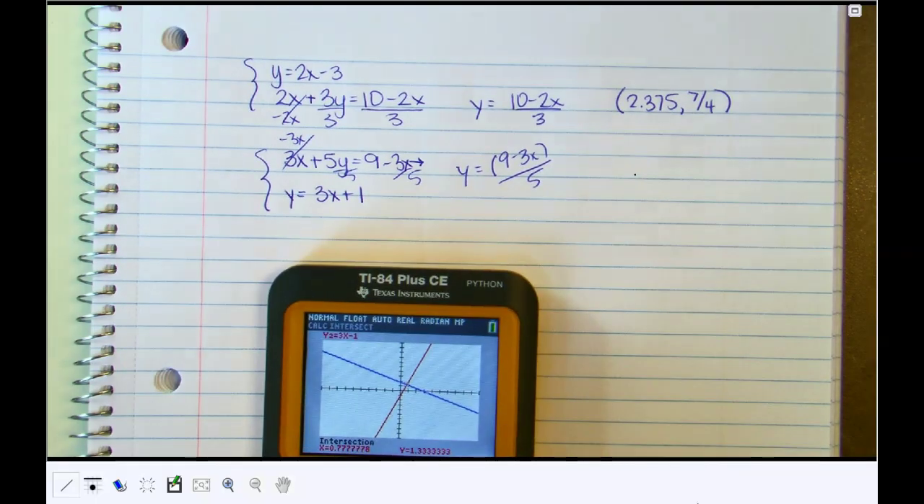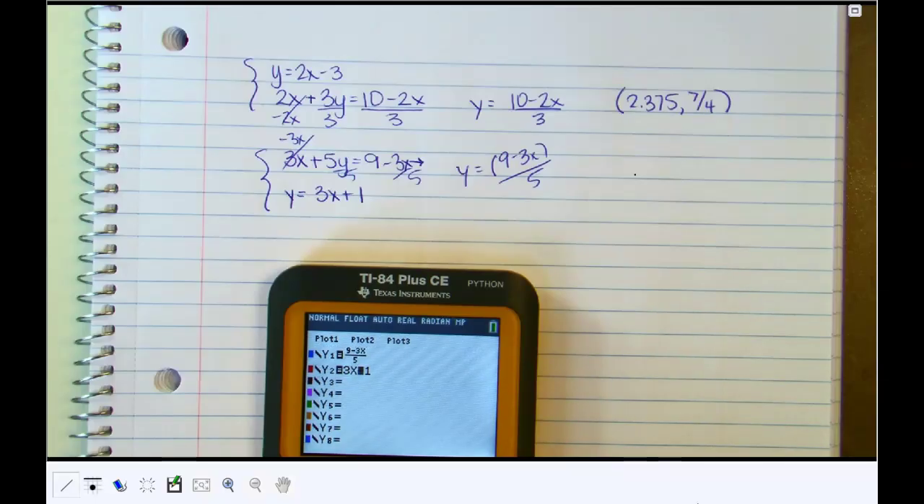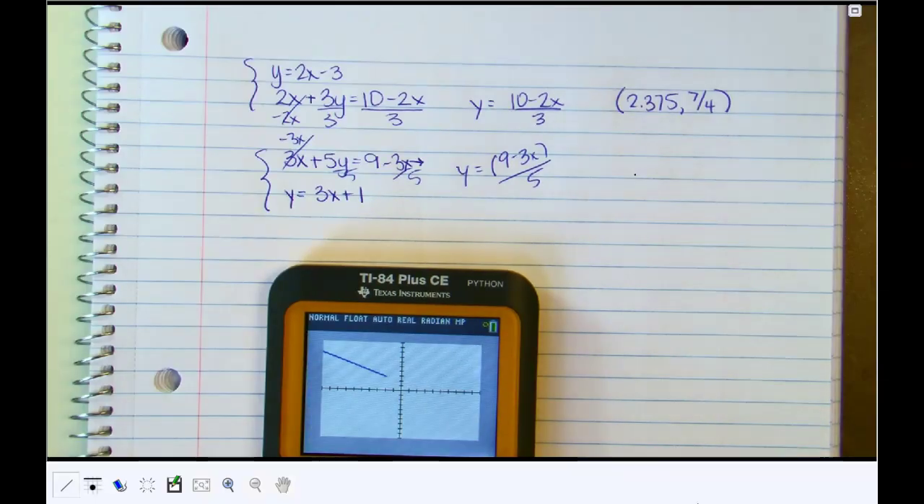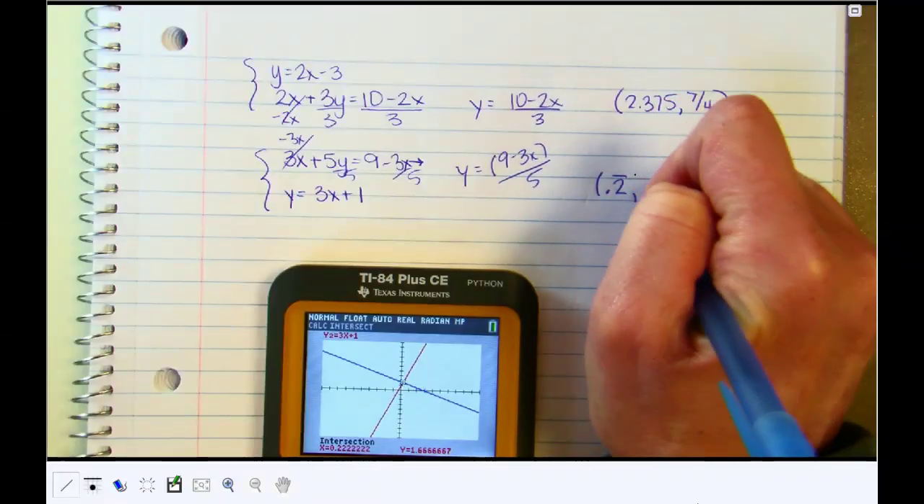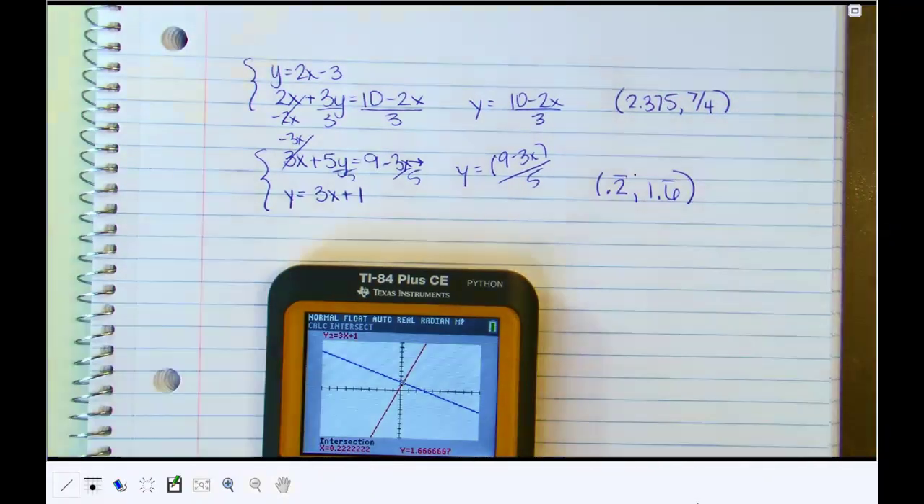Oh, I have 3x minus 1. My fault. There we go, Nora. That's why ours look different, because I have mine wrong. Okay. Do you guys get that? So that's 0.2 repeating and 1.6 repeating. There you go. There's your answer.